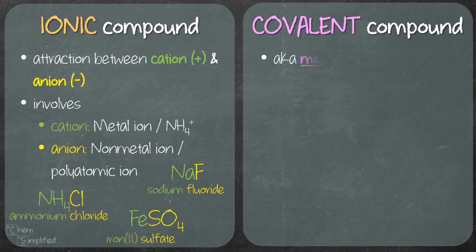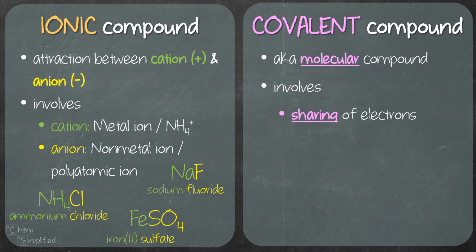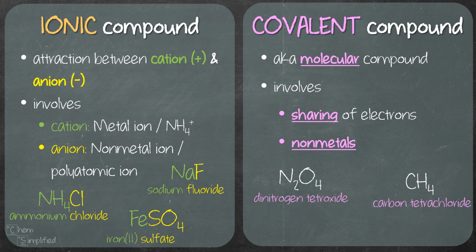Covalent compound is sometimes referred to as molecular compound. Basically, covalent compound involves sharing of electrons between atoms, and these atoms are non-metals. Some examples of covalent compound are CCl4, which is carbon tetrachloride, N2O4, which is dinitrogen tetroxide, and HCl, which is hydrochloric acid. Covalent compounds also include acid, which are mostly compounds that start with the formula hydrogen, like HCl for example.